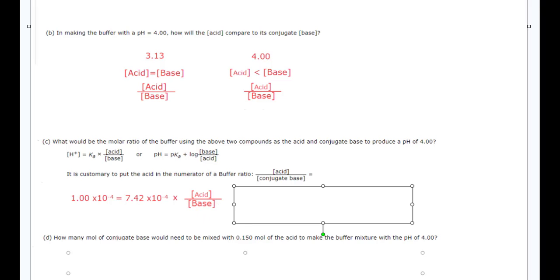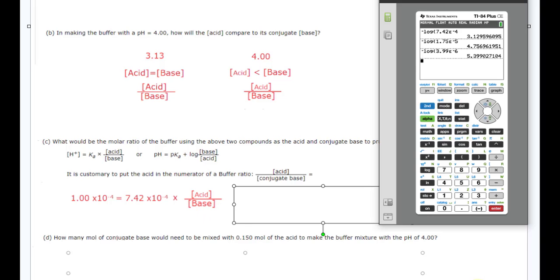So I'll get my calculator out. Where is it? Right here. And I can put in the hydrogen ion concentration that I want. I want a pH of 4, so 1 times 10 to the negative 4. I'm going to have to divide by the Ka, our 7.42 times 10 to the negative 4. Nice. If you know this equation, it's easy.